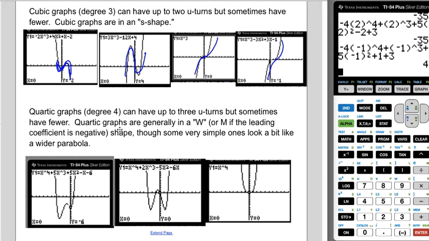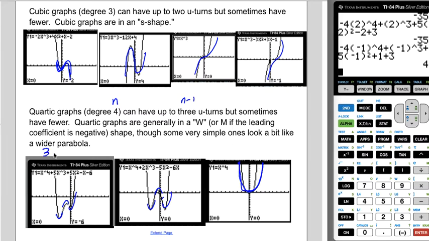A quartic graph, which has degree 4, can have as many as 3 U-turns. So if n is 4, it can have up to n minus 1 U-turns, but it certainly doesn't have to. You can see this one has 1, 2, 3 U-turns. This one has 1, 2, 3 U-turns. So that's the most. But this one just looks like a weird kind of fat parabola. It looks wider. It doesn't have any U-turns.